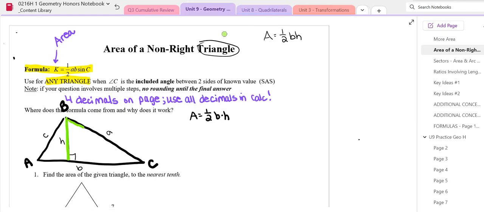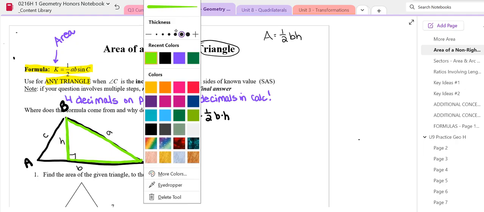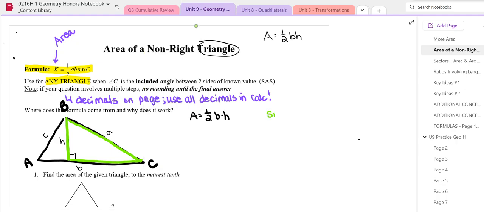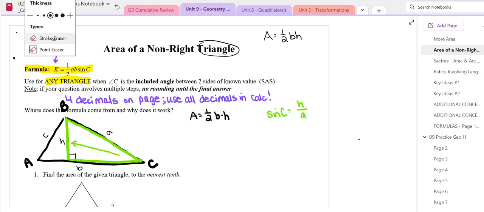But where I want to go first is to this green right triangle. Because the green triangle is a right triangle, I can use my right triangle trig. And I know that in the world of right triangles, the sine value of any angle, so the sine of angle C, is equal to its opposite leg, in this case h, over its hypotenuse, in this case a. So again, all I did was a little bit of SOHCAHTOA action inside that green triangle to come up with sine of angle C equals h over a.